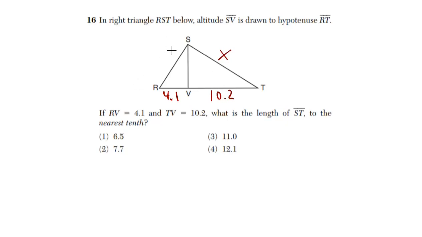This entire triangle, RST, is a right triangle, and we have an altitude SV that's drawn to the hypotenuse of the big triangle. Remember, an altitude just means it's a line drawn from a vertex to the other side of the triangle, and it creates a perpendicular. So these right here are right angles down here. Let me try that a little bit better.